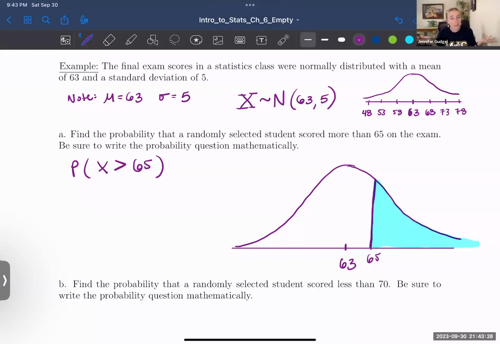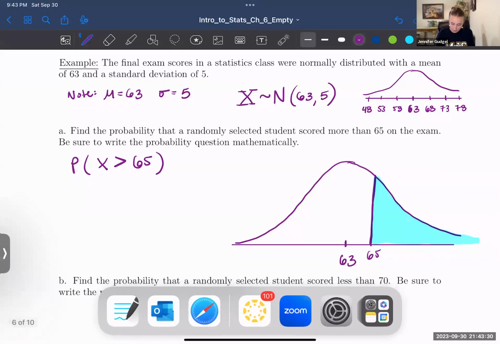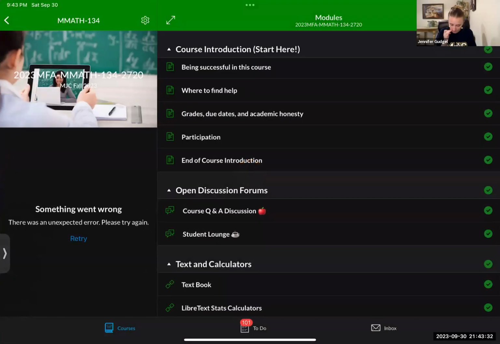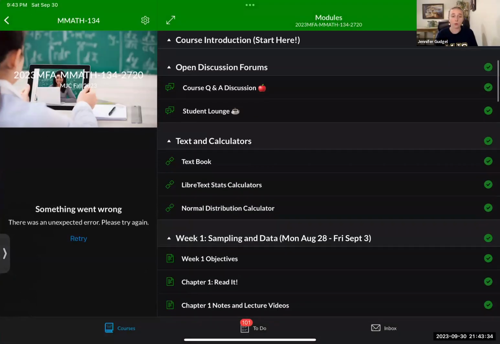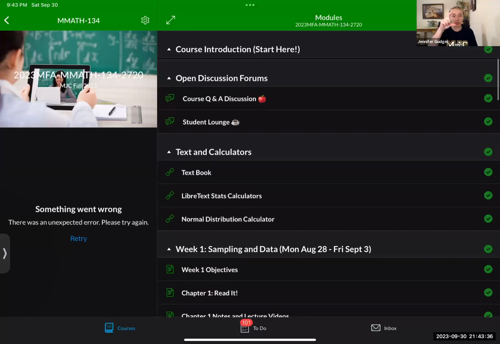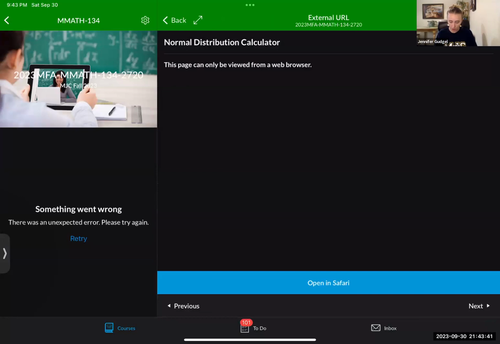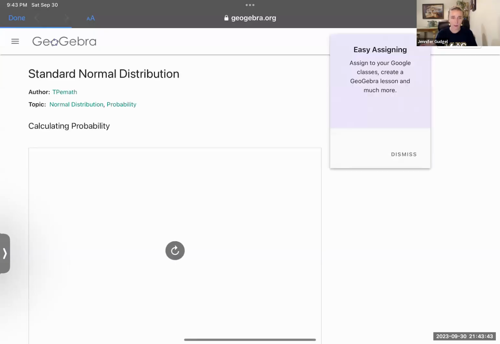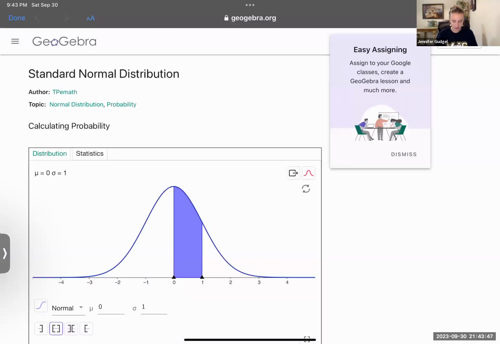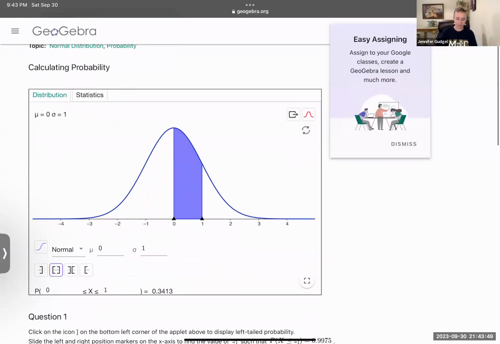So let's go ahead and show you that. Okay, I'm going to go to our Canvas shell. I'm going to go to the normal distribution calculator. So notice that I added that to our text and calculators. Okay, and I'm going to open up in a new web browser what this is. Okay, we are working on this picture here.